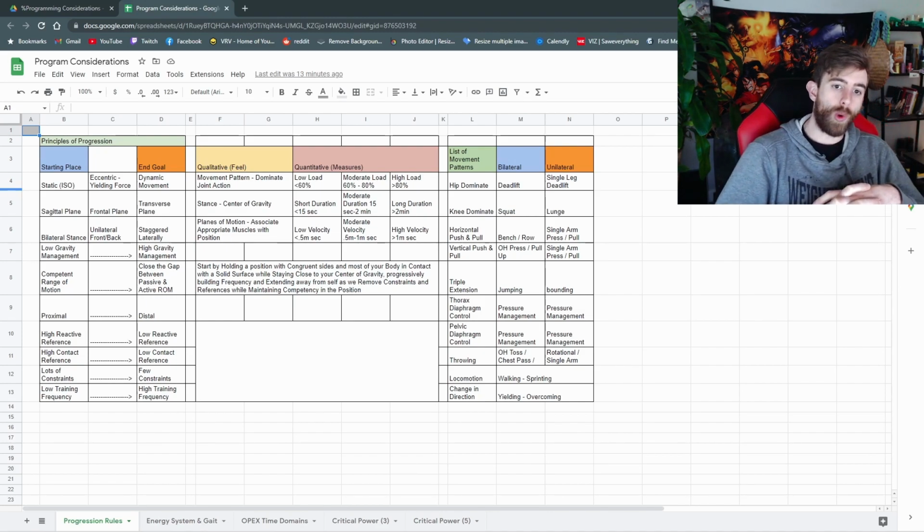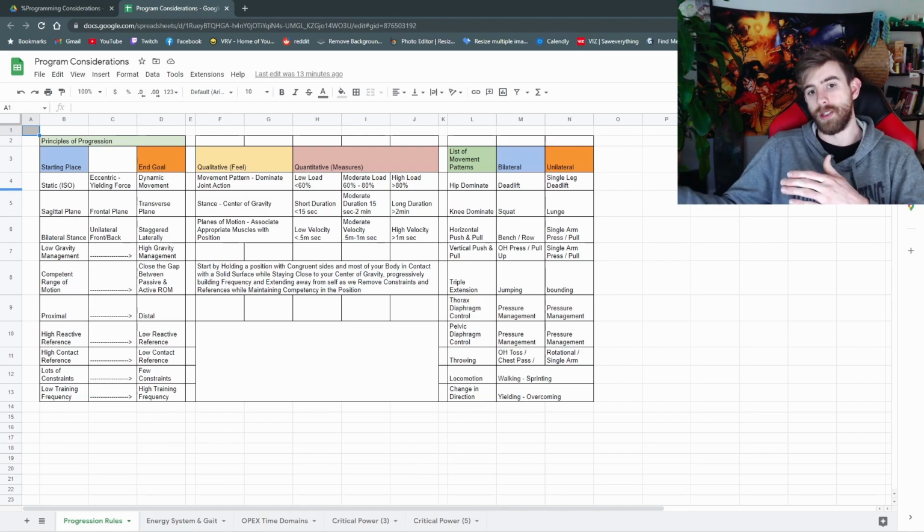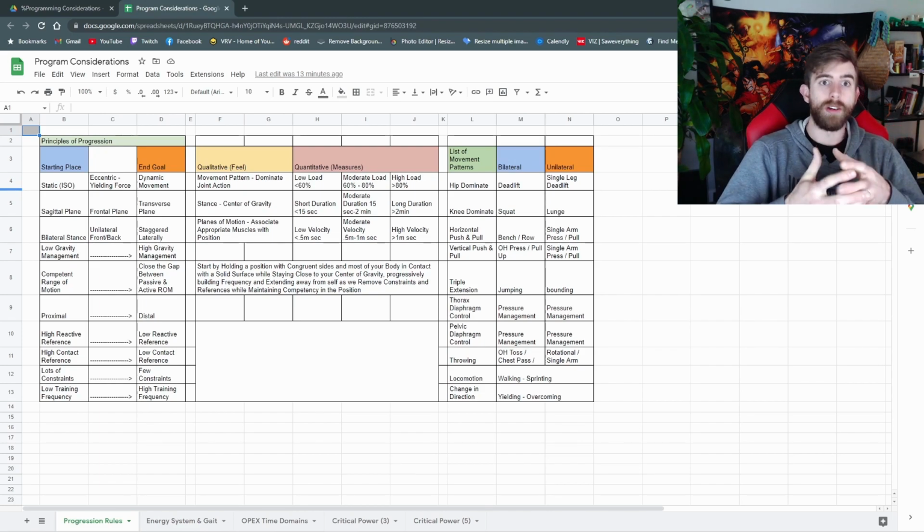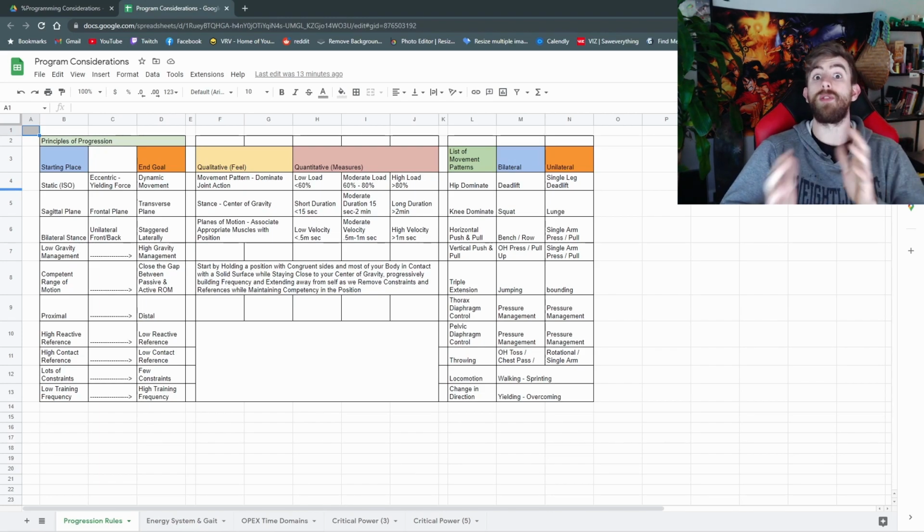Below that, we have gravity management. So starting from a low gravity management perspective, moving towards a high gravity management. So your low gravity would be most of you in contact with the ground. So there's less of you that you have to organize against gravity.